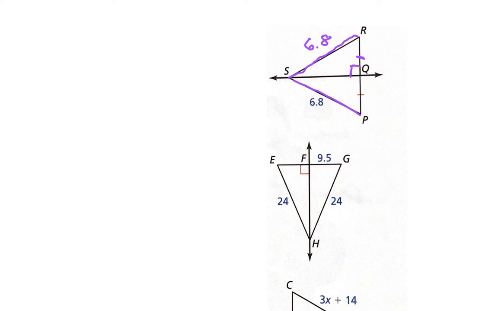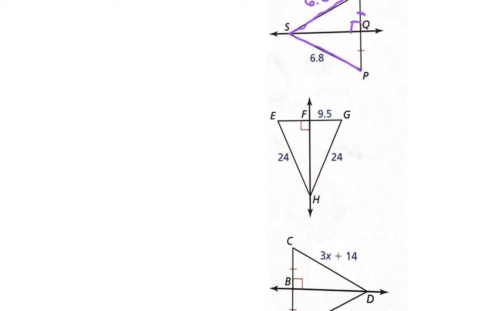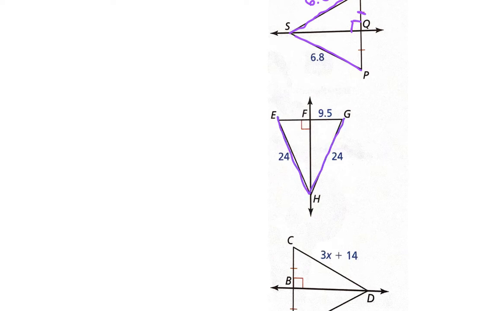In part 2, question B, it's looking for the length of EG. Well, we know that point H is equidistant from the endpoints of segment EG, which means that FH must be a perpendicular bisector. We know it's perpendicular, which means it bisects the length of that segment, which means EF is also 9.5. We're looking for EG, which should be twice that big, which should be 19.